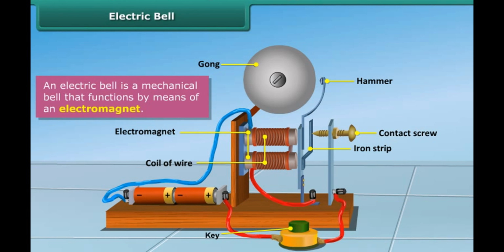The electric bell consists of a coil of wire wound on an iron piece. The coil acts as an electromagnet. An iron strip with a hammer at one end is kept close to the electromagnet. There is a contact screw near the iron strip. When the iron strip is in contact with the screw, the current flows through the coil, turning it to an electromagnet. It then pulls the iron strip. In the process, the hammer at the end of the strip strikes the gong of the bell to produce sound.